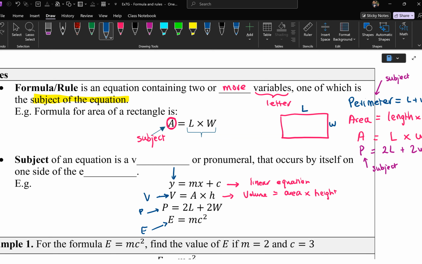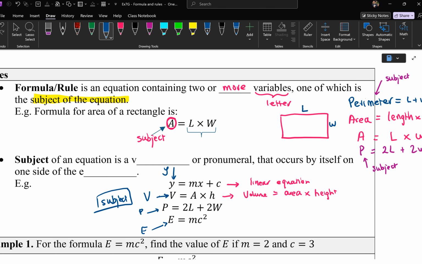All of this is called the subject. So when they give you a question and they say, make this the subject, what they want you to do is to write an equation so that that letter that they're asking is the one outside the equal signs by itself. That's all it is.